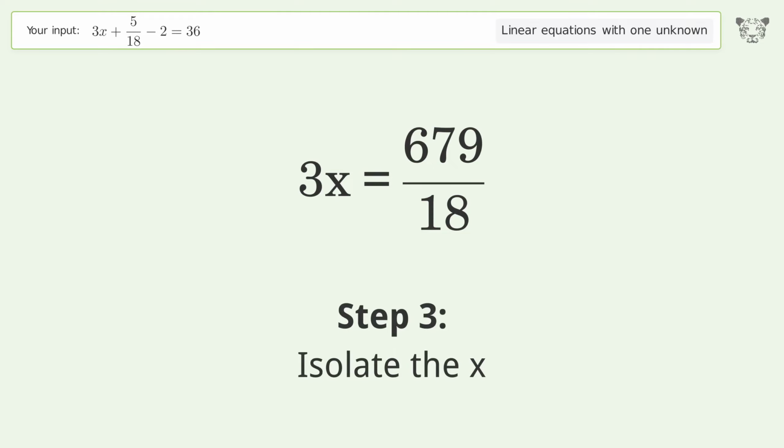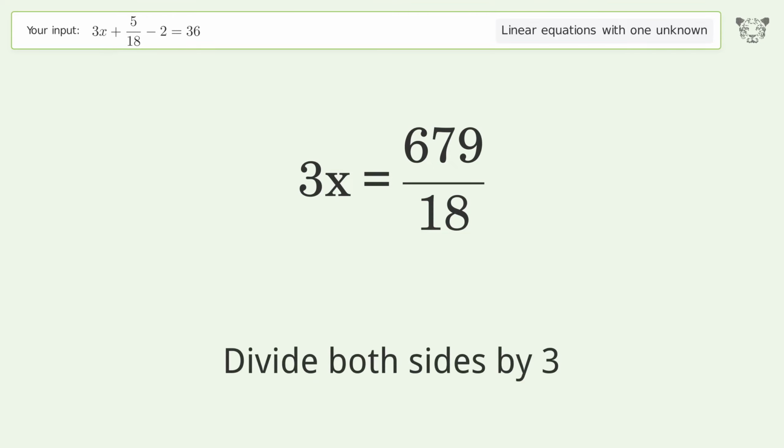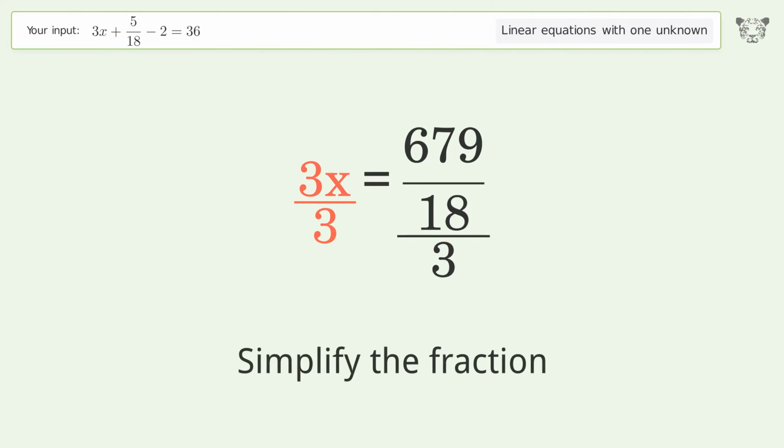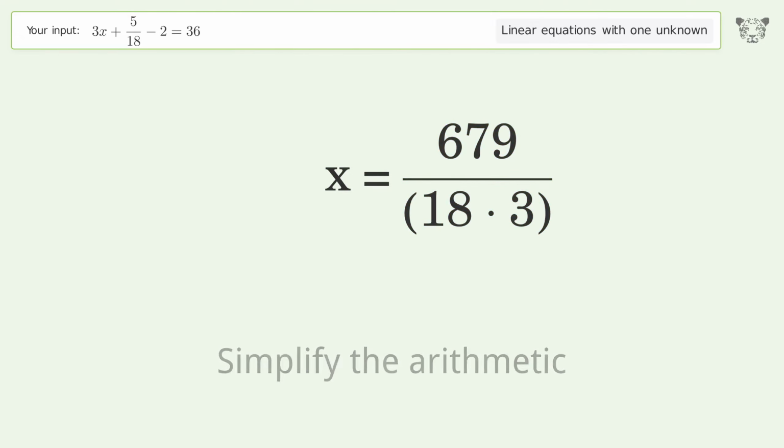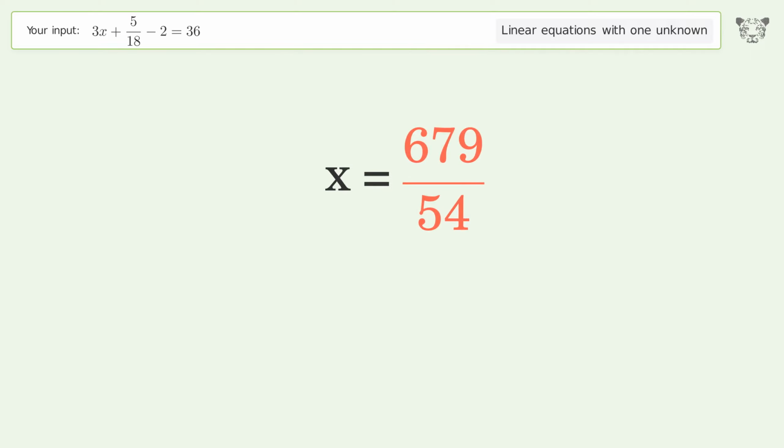Isolate the x. Divide both sides by 3. Simplify the fraction. Simplify the arithmetic. And so the final result is x equals 679/54.